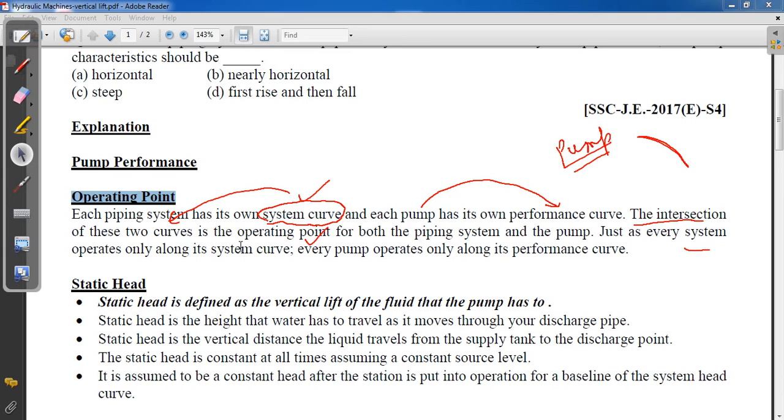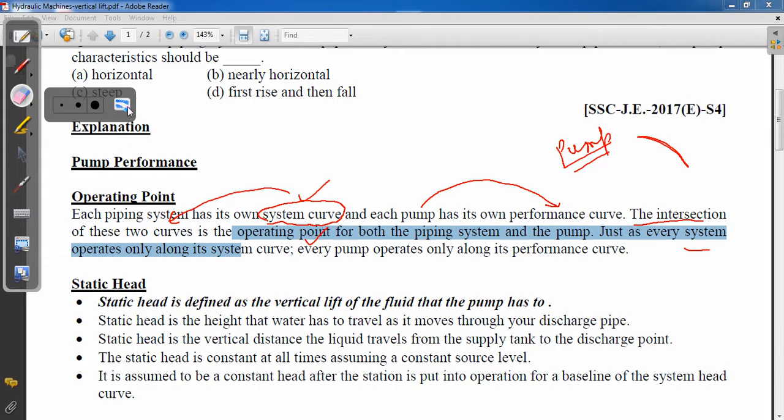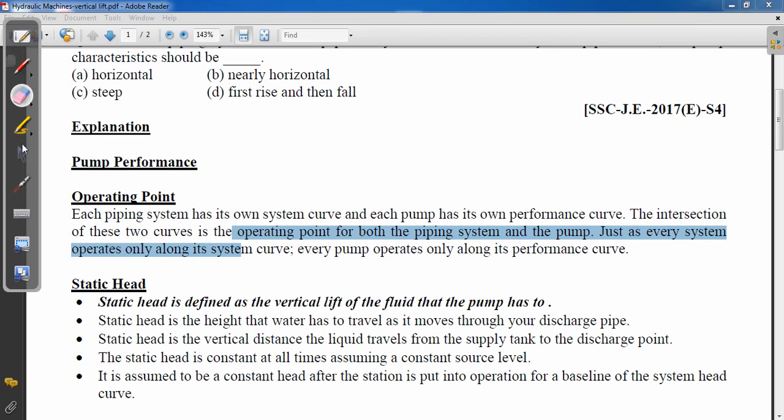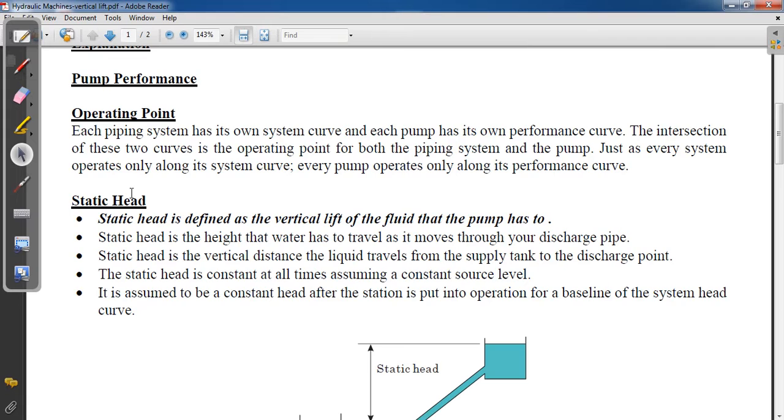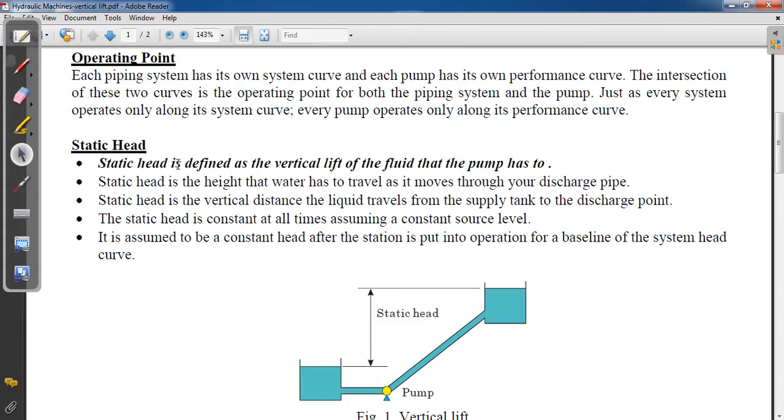When we see the diagram of the system curve and performance curve, we will get a better understanding. Now coming to a new term, that is static head. What is static head? Static head is defined as the vertical lift of the fluid that the pump has to operate. In the question it is asked as vertical lift. Vertical lift is also known as static head.